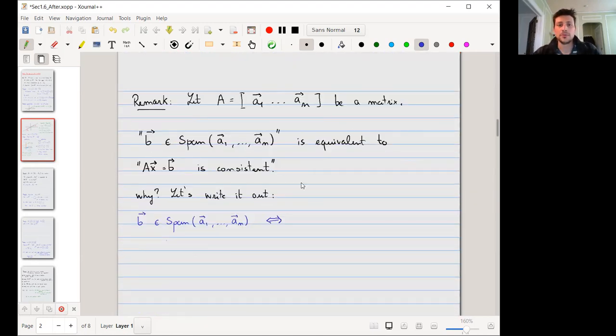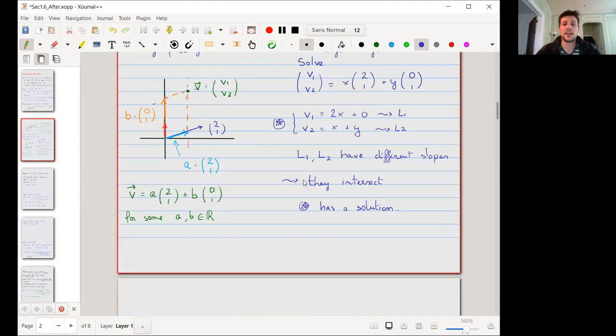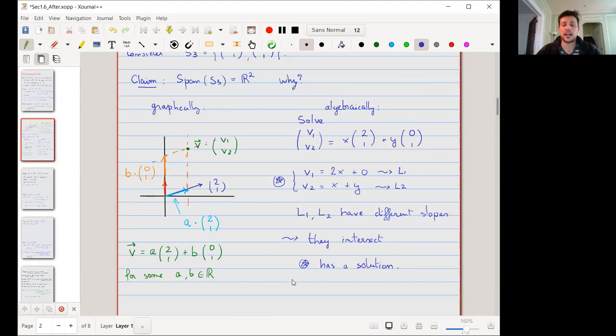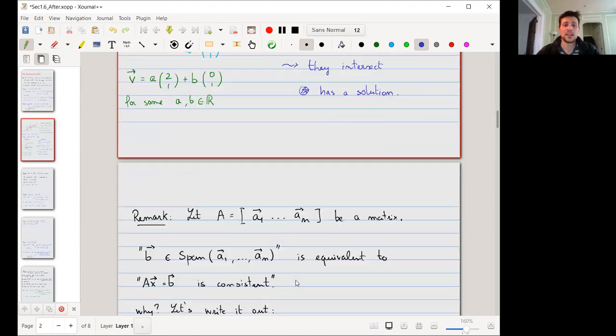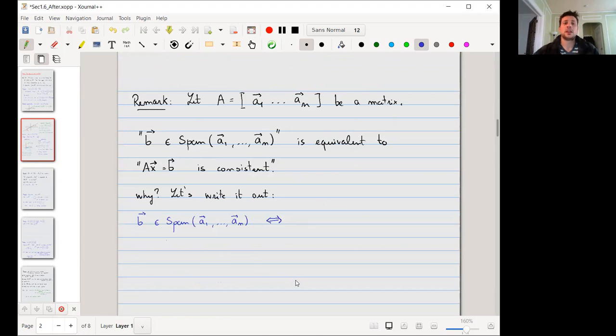Now, a remark is in order, especially looking at the reasoning that we did here algebraically. You see that there's a tight relation between spans of vectors and linear systems. Let's make that clearer. If I give you a matrix with columns A1 to An, then saying that a certain vector b belongs to the span of the columns of the matrix is equivalent to saying that the corresponding linear system Ax equals b is consistent.